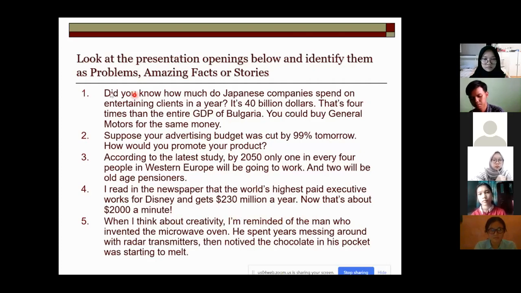So these 5 sentences, you may take them as an example of how to open your presentation by giving your audience a problem, an amazing fact, or a story. Yes, you can do that, right?